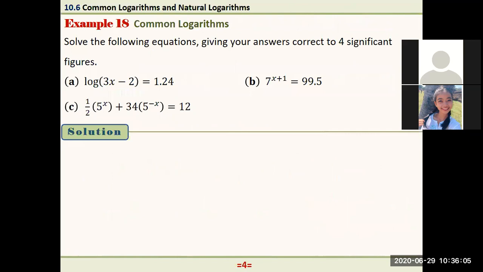Okay, all properties are the same. The only difference is here base is 10, so we are going to call this common logarithm. Solve the following equations, giving your answer correct to four significant figures. That means it is 4 significant figures.